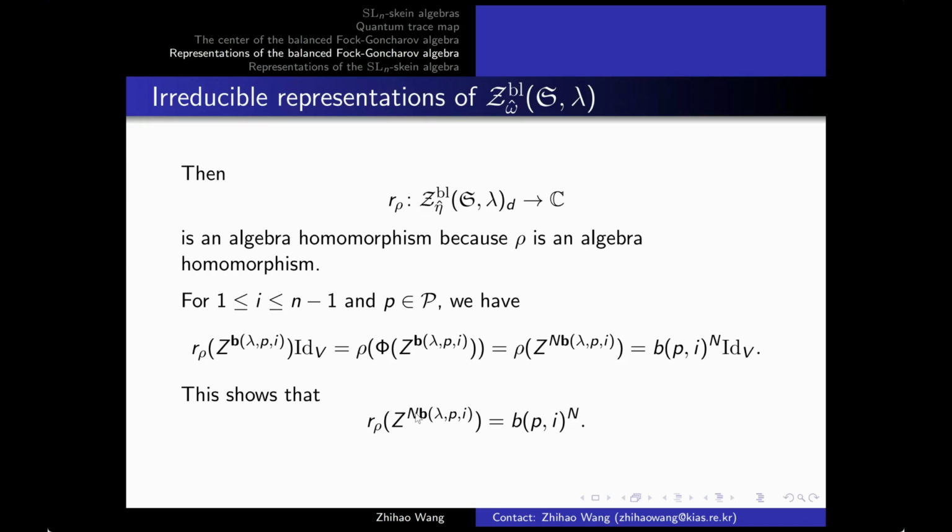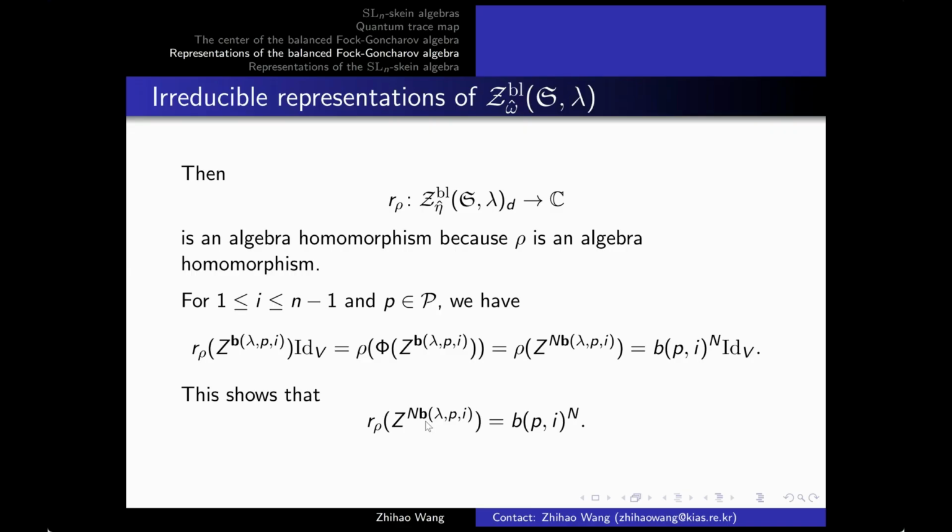So you see now for each irreducible representation of the balanced part, we have two data. One data is this algebra homomorphism R rho. Another data is this b_p^i. And these two data are related by this relation. Remove this capital N.